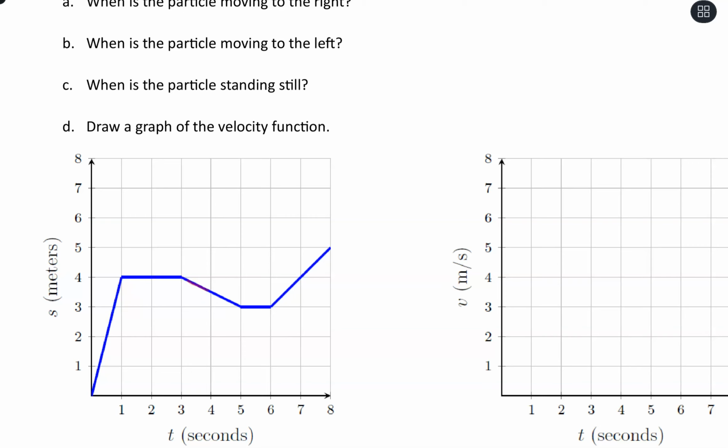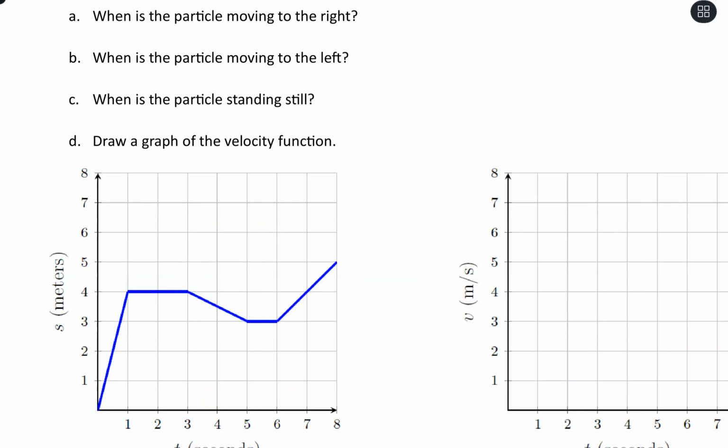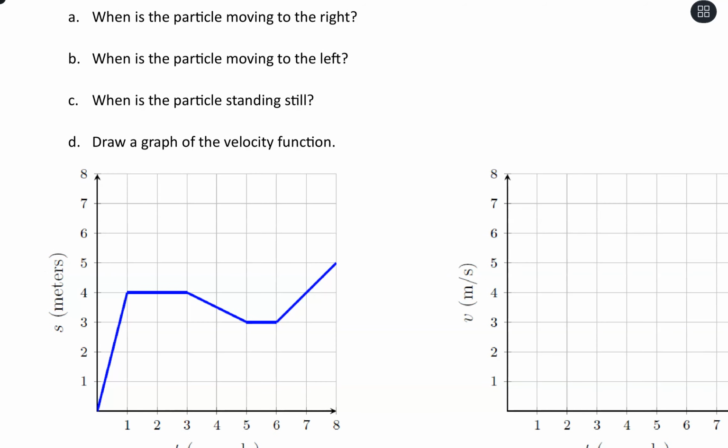And then it comes back. So that distance away starts decreasing. So it comes back to us. Then it stays put for a bit. And then it starts traveling away from us. So it's how the distance is increasing and decreasing, or if it's staying the same. So when is the particle moving to the right?